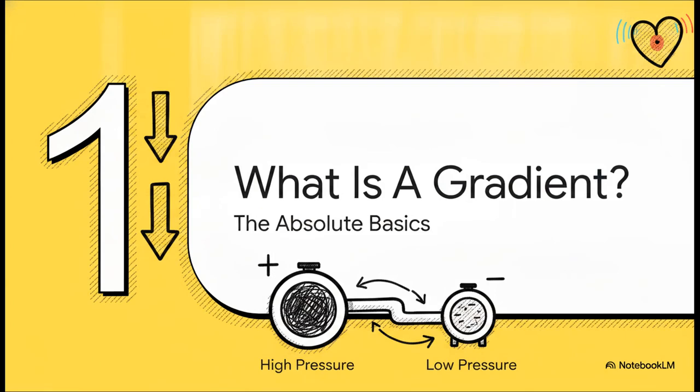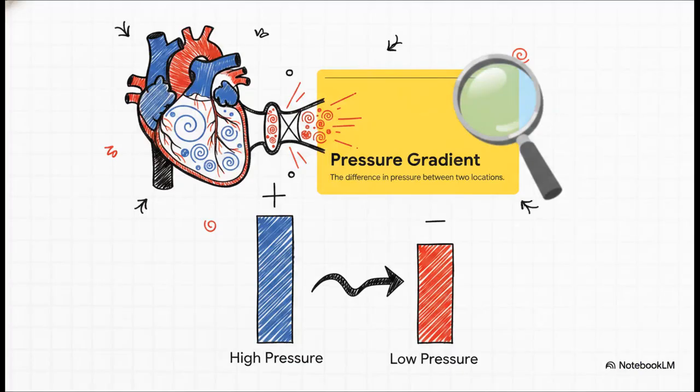All right, starting off with section 1. What is a pressure gradient? The absolute basics. Okay, let's just strip away the complex medical terms for a second. At its core, a pressure gradient is simply the difference in pressure between two locations. Think about our cardiovascular system. Blood naturally flows from areas of high pressure to areas of low pressure. It's just following the path of least resistance, right?